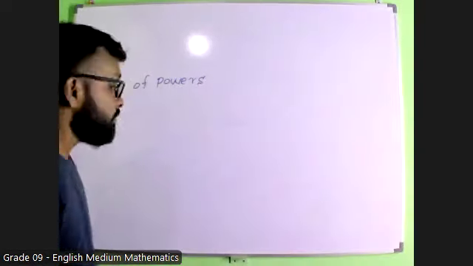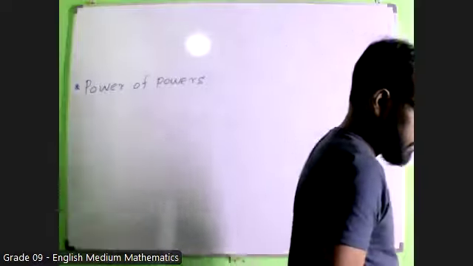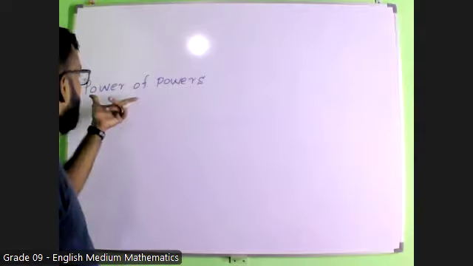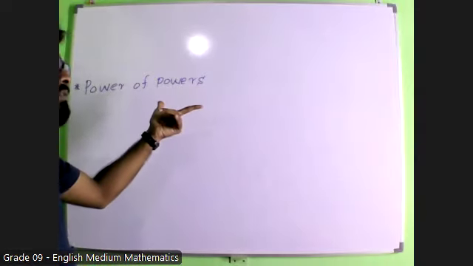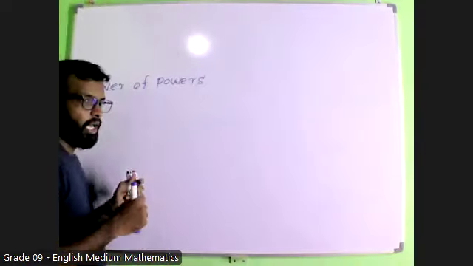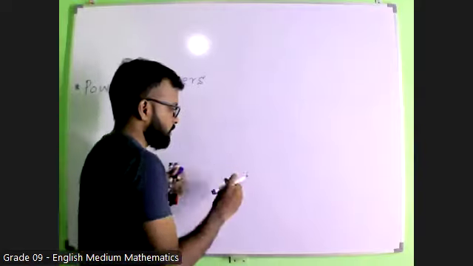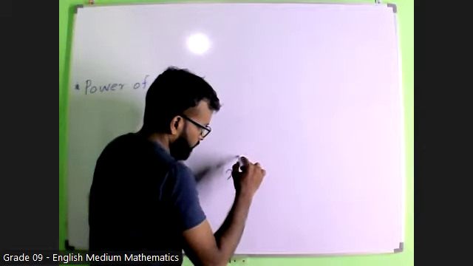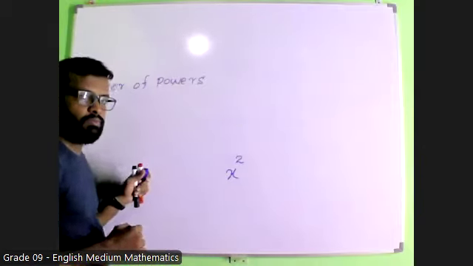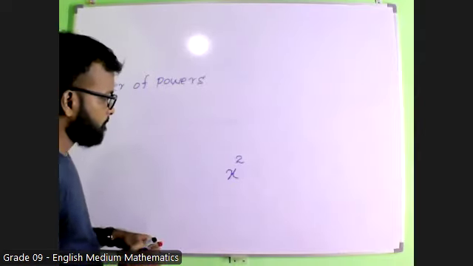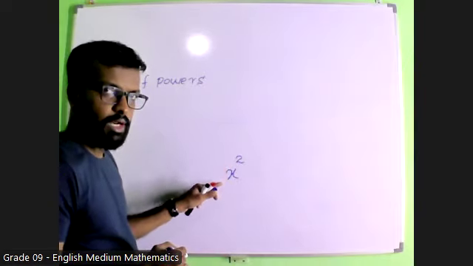Right, done? Now look at the board. Now this is power of powers. So already you have a power, something like this. I'm going to explain the subtitle. So already you have a power. Let's say x to the power 2. So this is a power.